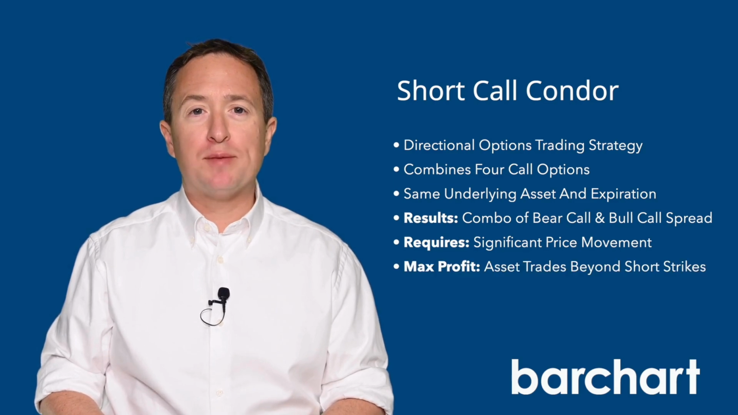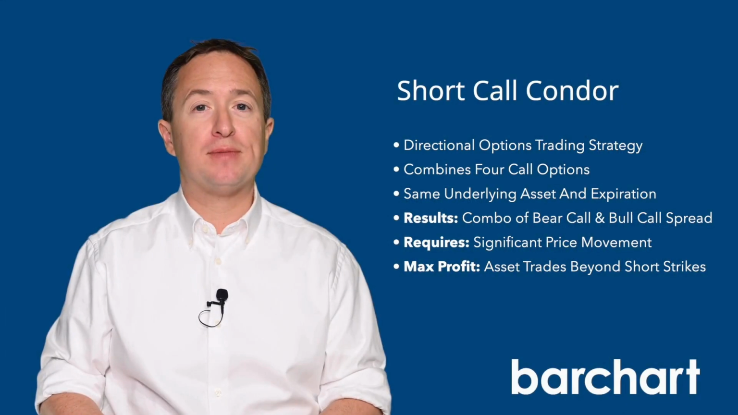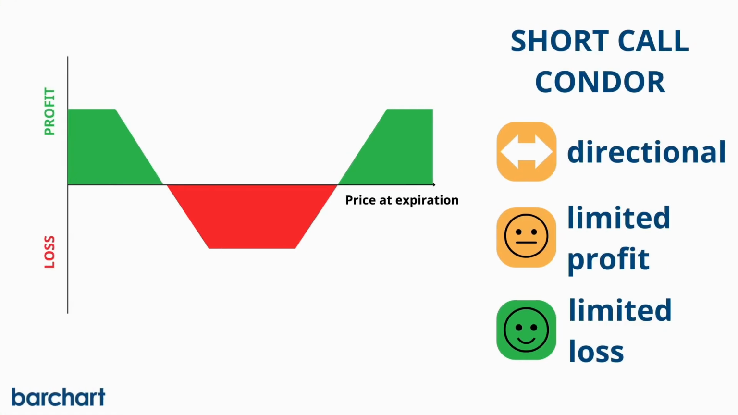To achieve maximum profit on the trade, the underlying asset needs to trade below the lower short strike or above the higher short strike at expiration. Maximum loss occurs if the underlying asset trades between the long strikes.